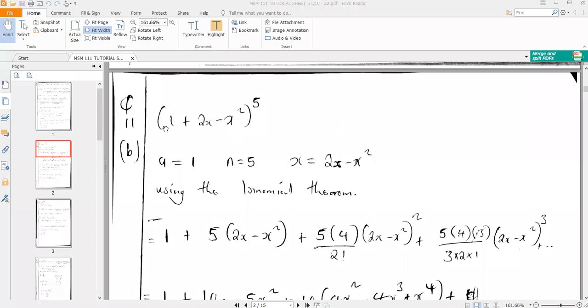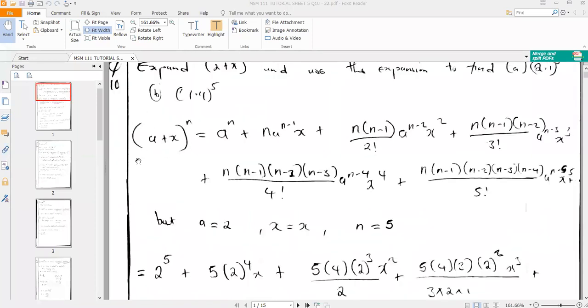So now when you are expanding this guy, you should keep in mind that we have this binomial theorem formula, isn't it, to guide us, right? Always remember to use this guy here on top where we have a plus x to the power n, isn't it?